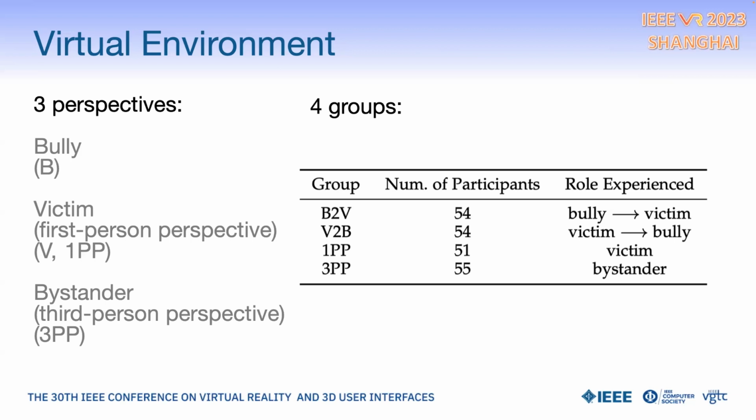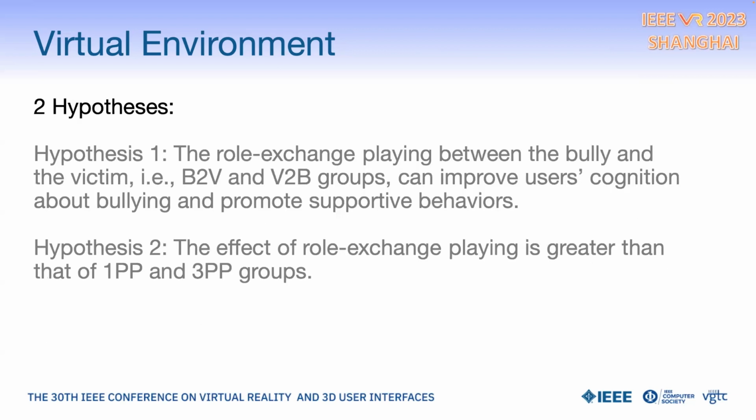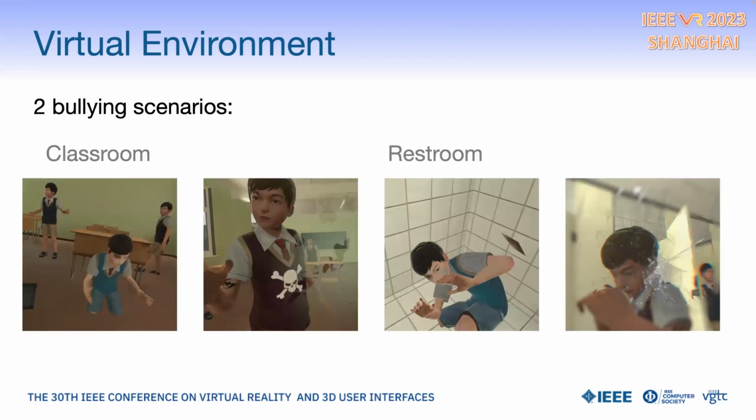Based on this design, we present two hypotheses. First, the role exchange playing between the bully and the victim can improve users' cognition about bullying and promote supportive behaviors. Second, the effect of role exchange playing is greater than that of the 1PP and 3PP groups. When playing a specific role in our virtual reality system, each participant should experience two bullying scenarios: first the classroom, and next the restroom, in a fixed order.